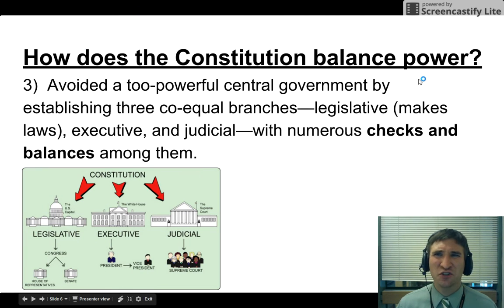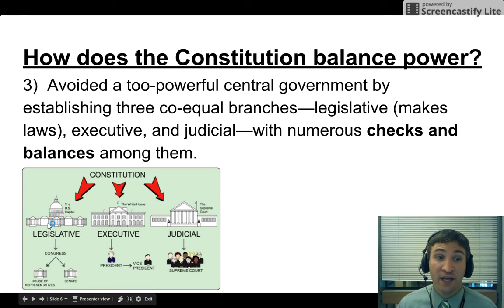How does the Constitution balance power? The way it balances power, number 3. It avoided a too powerful central government by establishing 3 co-equal branches: the legislative, which makes laws, the executive, and the judicial, with numerous checks and balances among them.